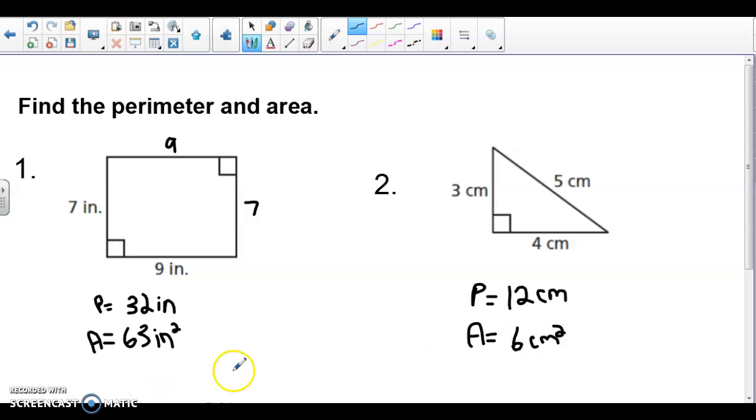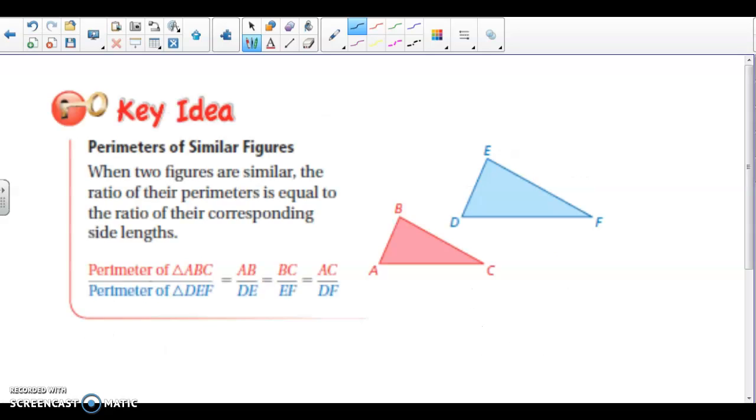So our lesson today isn't necessarily about finding area and perimeter, but it's a good reminder of what the area and the perimeter of shapes are. We're going to focus on the ratio of perimeters of similar figures. When two figures are similar, the ratio of their perimeters is equal to the ratio of the corresponding side lengths. So if you want to find the ratio of these two, since they're similar, we could use AB to DE, or BC to EF, or AC to DF. Then you simplify the ratio or the fraction, and that would be the ratio of the perimeters. This will make more sense when we put numbers to it.